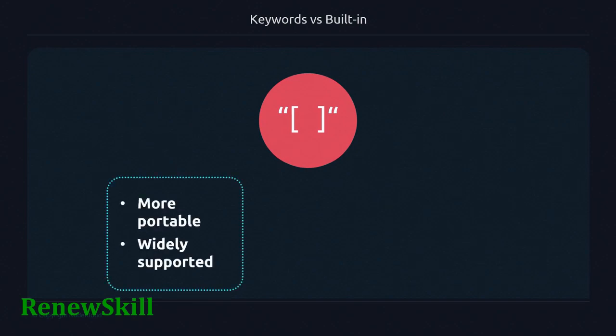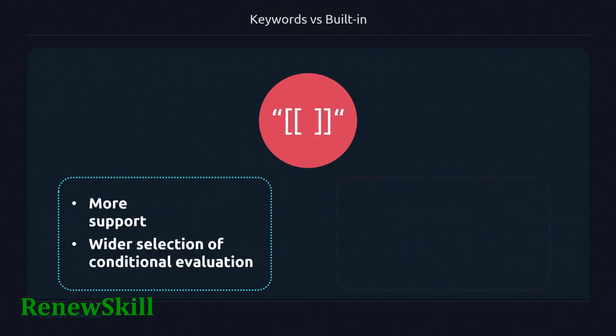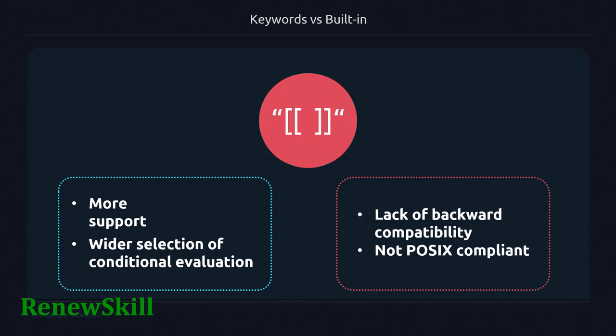Advantages of single square brackets: single square brackets are more portable. Single square brackets are more widely supported across different shells. Disadvantages: a narrower selection of conditional evaluation syntaxes. Advantages of double square brackets: more support for pattern matching with strings. A wider selection of conditional evaluation syntaxes. Disadvantages: lack of backwards compatibility. They're not POSIX compliant.